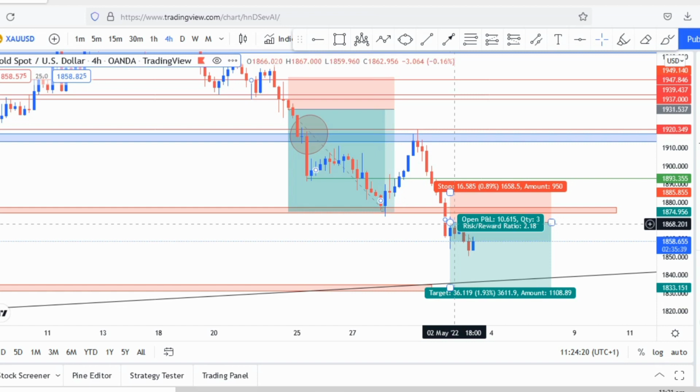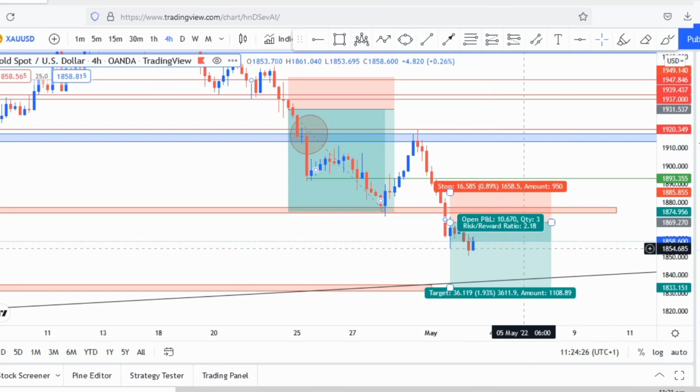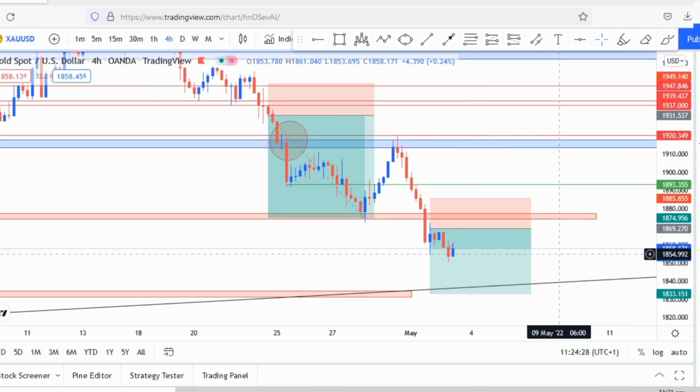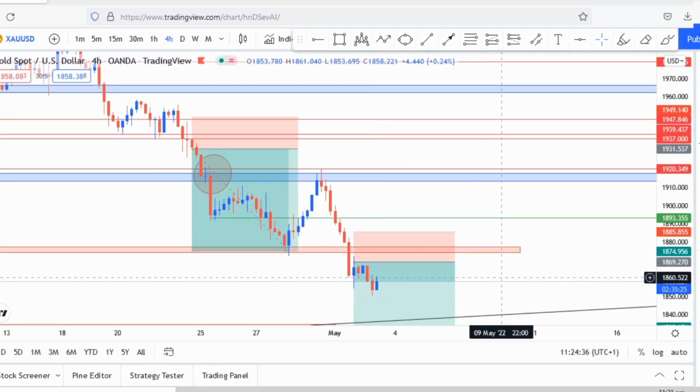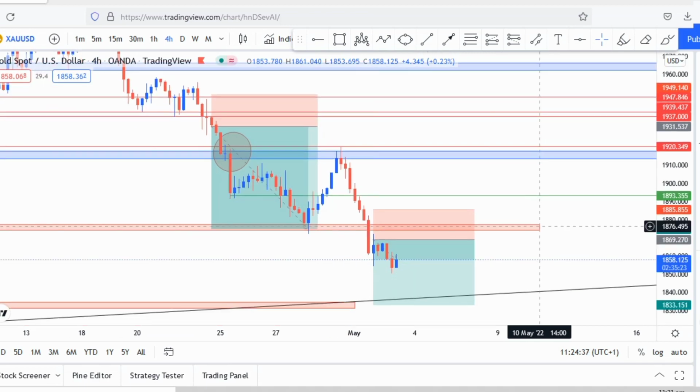So when price tried to reverse, I was able to quickly enter my trade around this 1869, 1870 area. Currently we are about 100 pips in profit, and I'm looking to get almost 350 pips on this particular move.